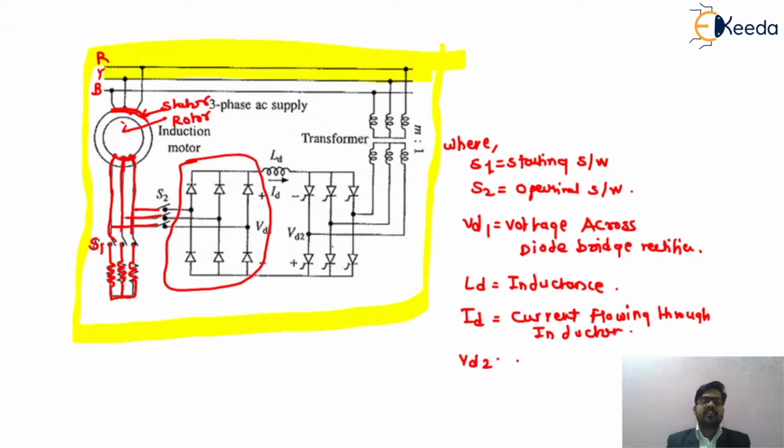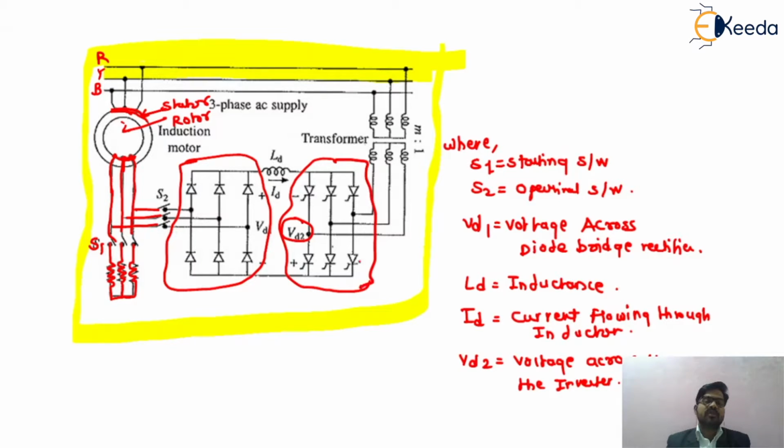And VD2 is the voltage across the inverter circuit. This will be the inverter circuit. So this first part is called the rectifier, and this is called the inverter circuit.